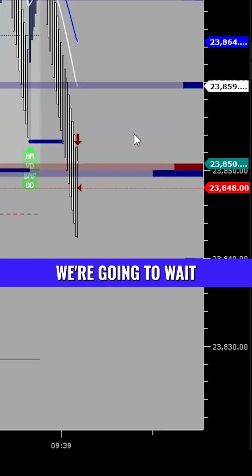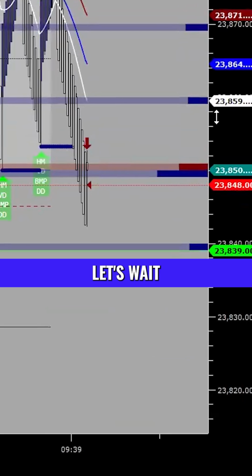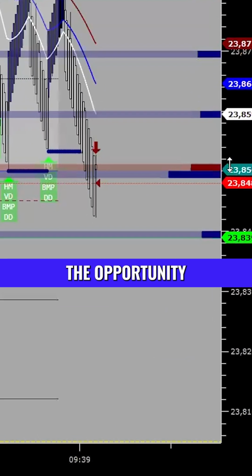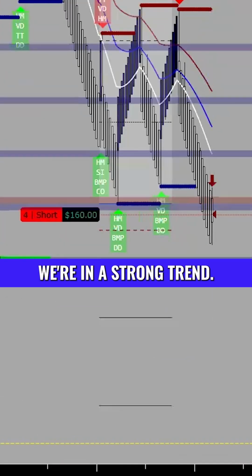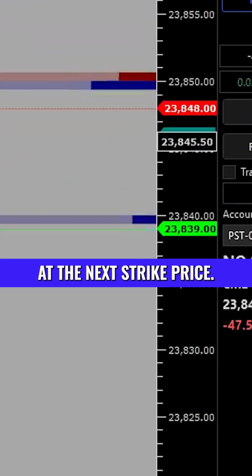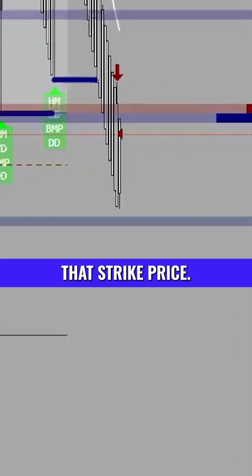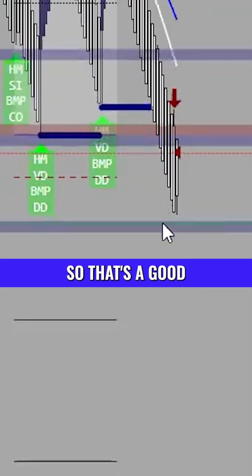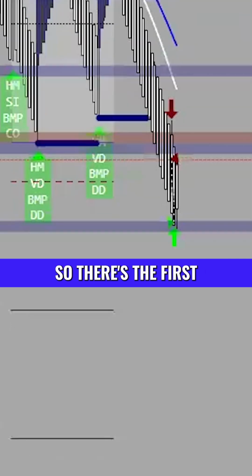It's taking a breakout. We're going to wait and see if it's going to give it to me. It traded through. Let's wait and see if it gives me the opportunity to get some follow through here. We're in a strong trend. My first target's at the next strike price. I want to see them trade through that strike price. It's a very small strike price, so that's a good logical place for them to try to get through. So there's the first target.